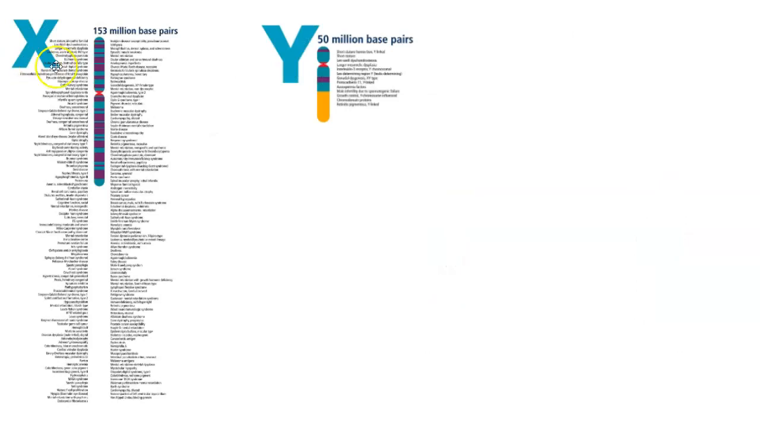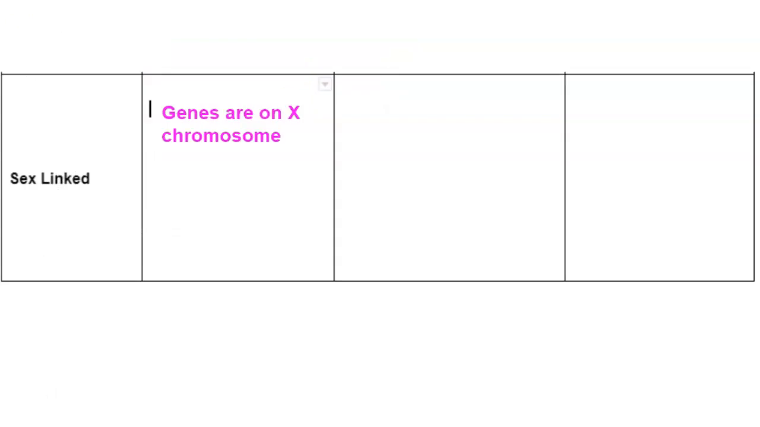Here's a list just showing you the difference between the X and Y chromosome. The X chromosome has 153 million letters, base pairs. The Y chromosome is 50 million, so only a third as many. And these are all the genes that have been identified, so a lot more on the X chromosome than the Y. All the conditions we're going to be talking about today are going to be on the X chromosome. So that's what we're going to write in our chart. Genes are on the X chromosome. So sex-linked means the genes are on the X chromosome.